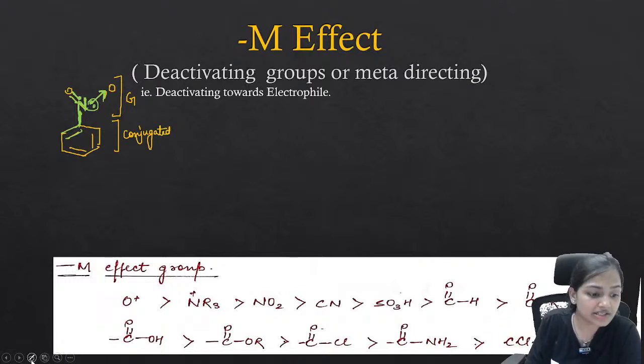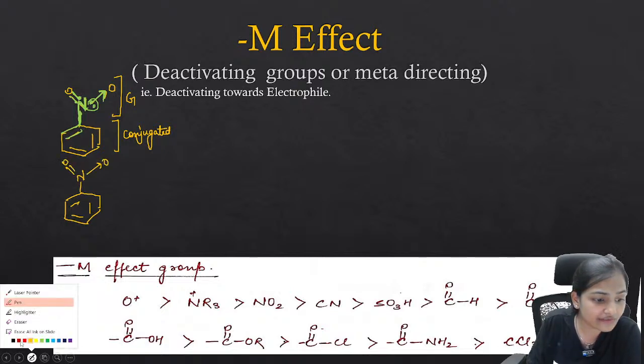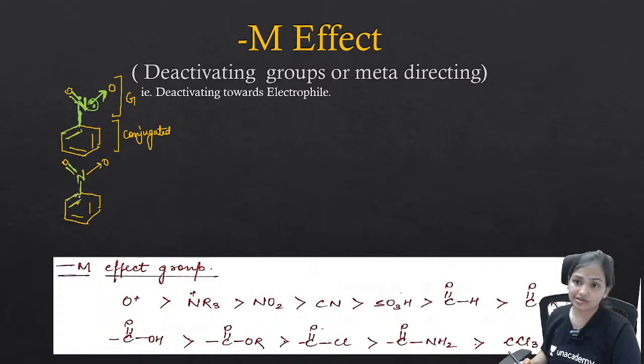Then who will participate in resonance? So guys, if you look at this question, it is the double bond of this NO2 group. Over the nitrogen we don't have any lone pair of electrons. So the double bond of this NO2 group, the double bond attached to this nitrogen, will participate in the conjugated system. And now we will see where the polarity is developing.